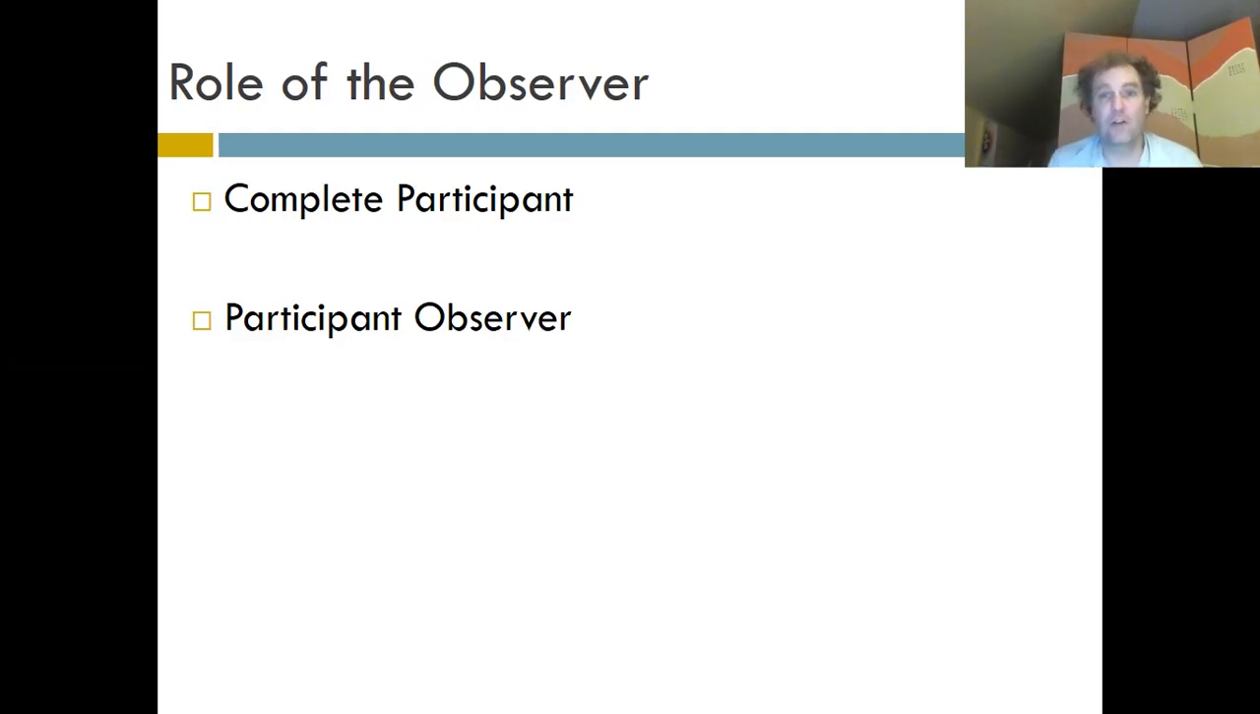Kind of involved, a little bit detached. This is a participant observer. So here you're a part of the group. You're participating in the group's activities. You are immersed in their life, but they know that you're studying them, right? They know that you're a researcher. They know what you're there for. And so you're not being covert, you're being upfront. You're like, oh, I'm here to observe, right?